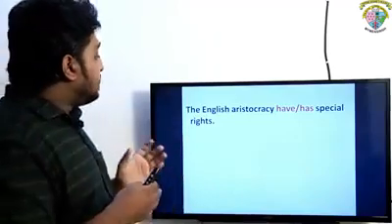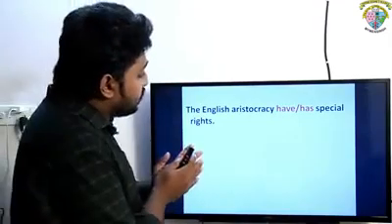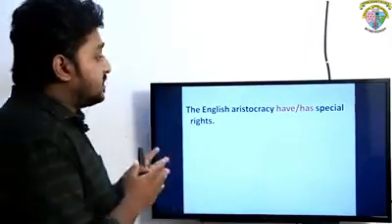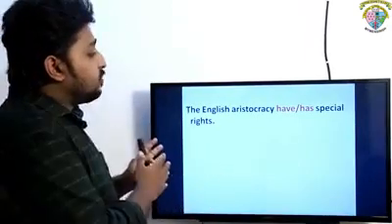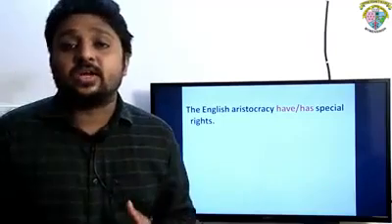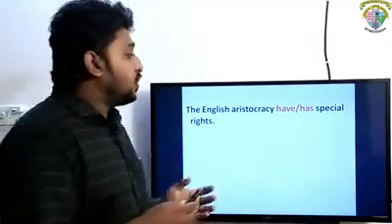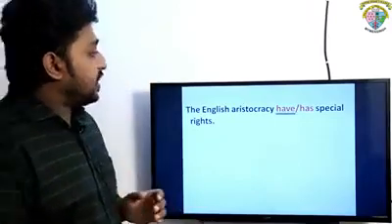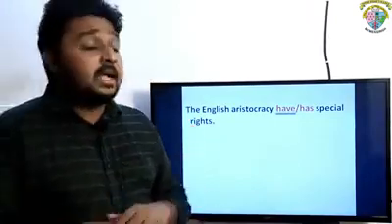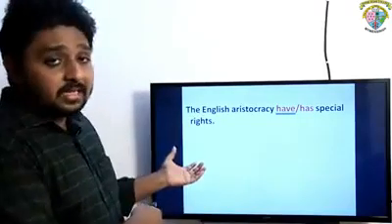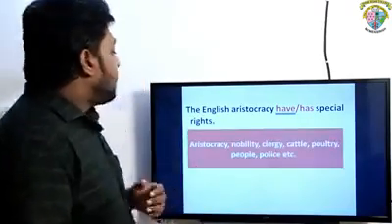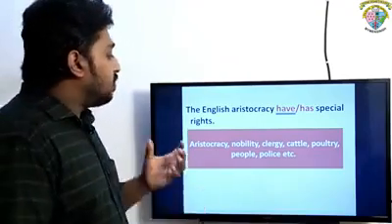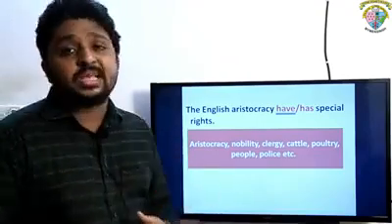Look at the line here, the subject English aristocracy looks like a singular subject, though it's a plural subject. And as it's a plural subject, it will definitely receive a plural verb. And so the correct answer should be have. The English aristocracy have special rights. There are some more nouns that look like that, and they are aristocracy, nobility, clergy, cattle, poultry, people, police, etc.